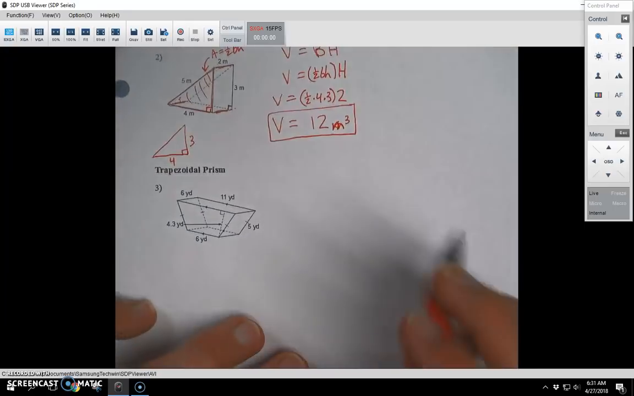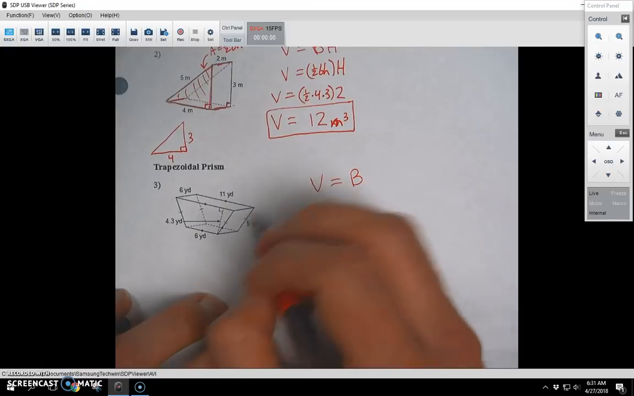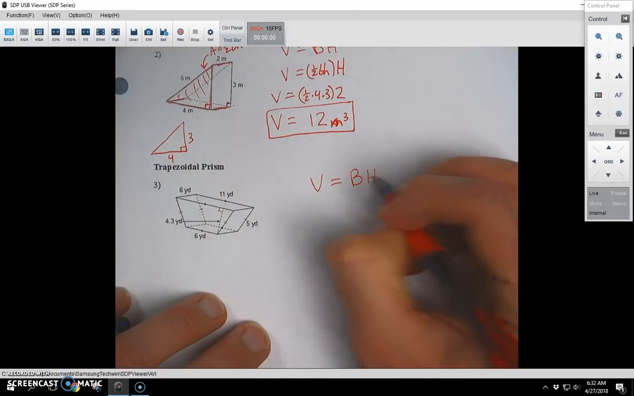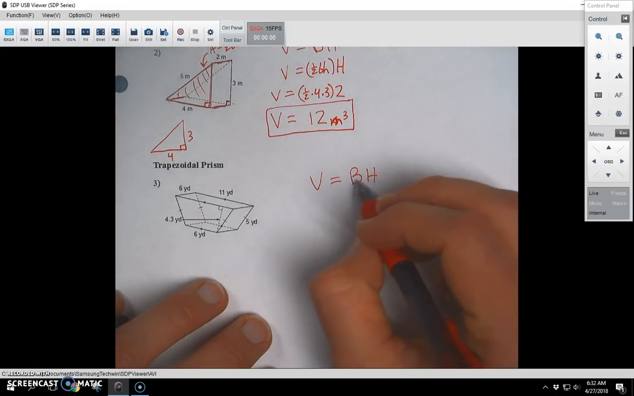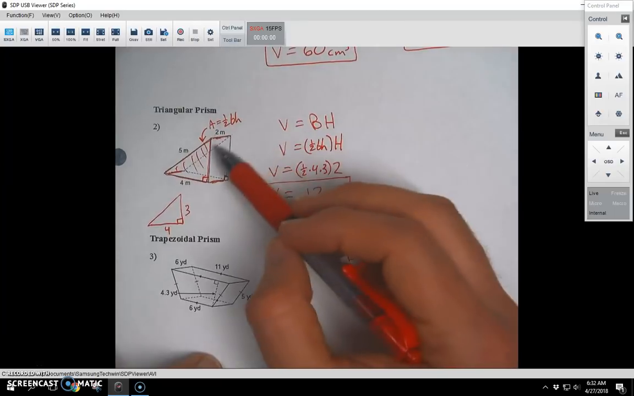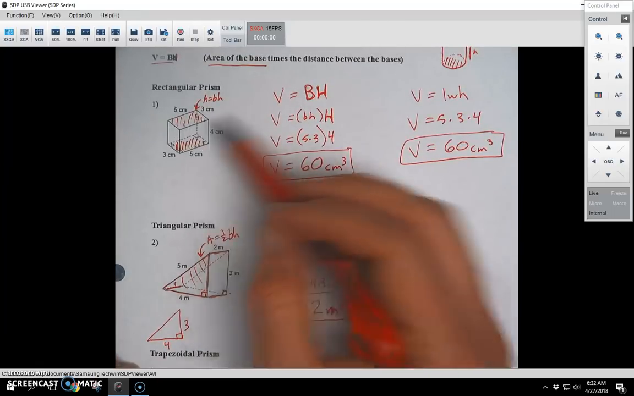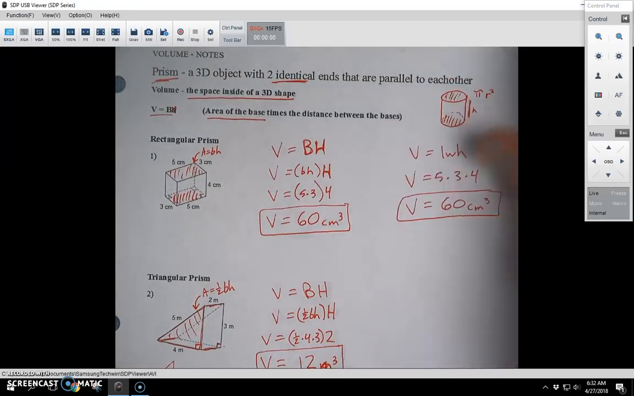So if we slide down to these, volume equals area of the base, which we're going to call big B, times the height of the three-dimensional shape, which is the distance between those bases, which we're going to call a big H. So first step is going to be replace big B with the right formula. So up here when it was a triangle, we put in 1/2 base times height. Up here when it was a rectangle, we put in base times height. If it was a circle, we'd put in pi r squared.